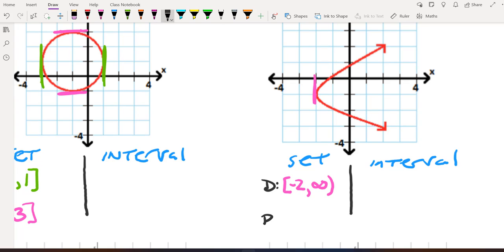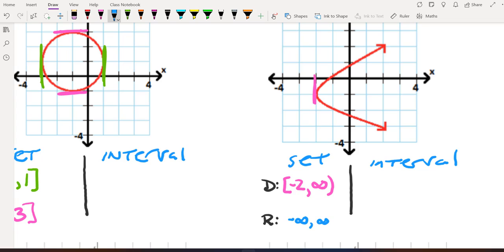On to range. What's the lowest we can have? Close. Negative infinity. This is going down forever in the negative direction. So at the bottom of the graph, since it goes down forever, it is negative infinity. And on the top side, because it goes up forever, that's positive infinity.